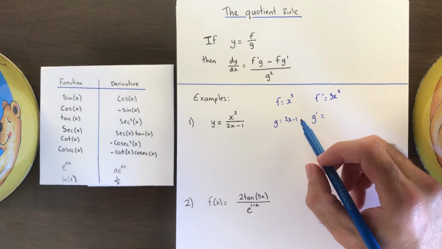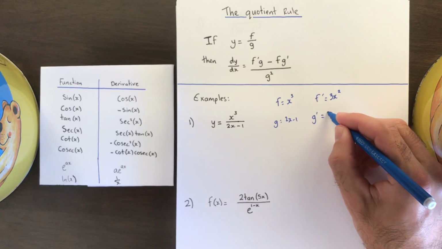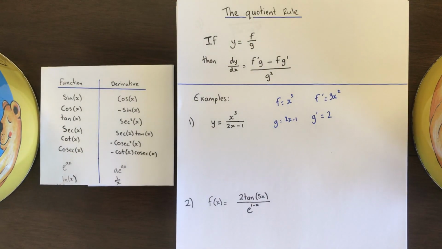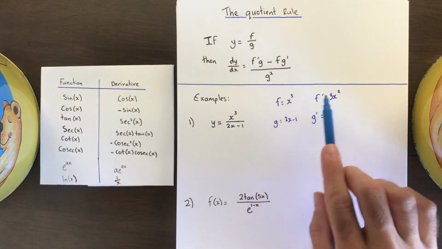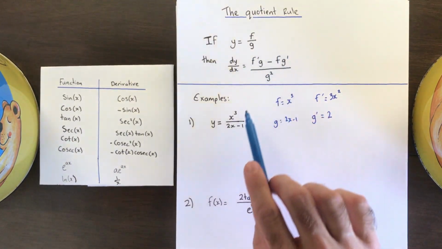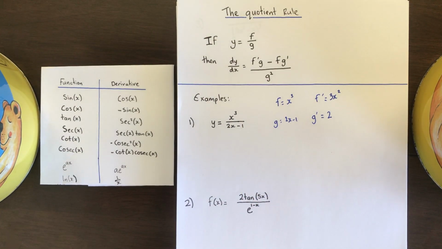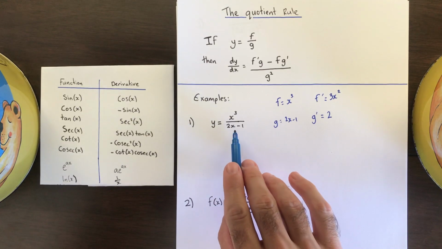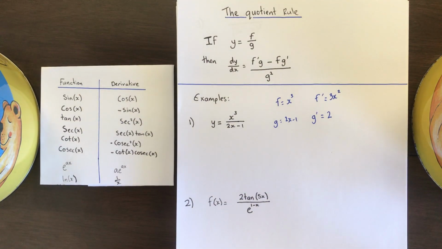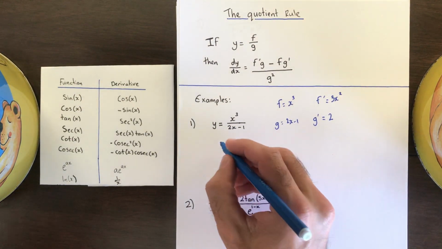G, again, it's the same type of thing. So 2x becomes 2. Negative 1 differentiates to become nothing, or 0. So these are my 4 pieces, and now I just have to put them into the formula to find the derivative of this quotient, x cubed divided by 2x minus 1. Again, it is tempting to just differentiate top, differentiate bottom, and be done. That is not how it works.